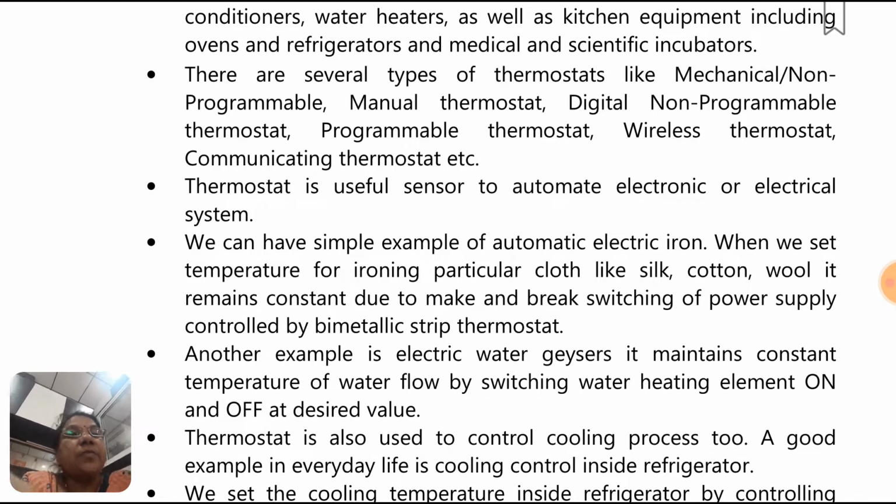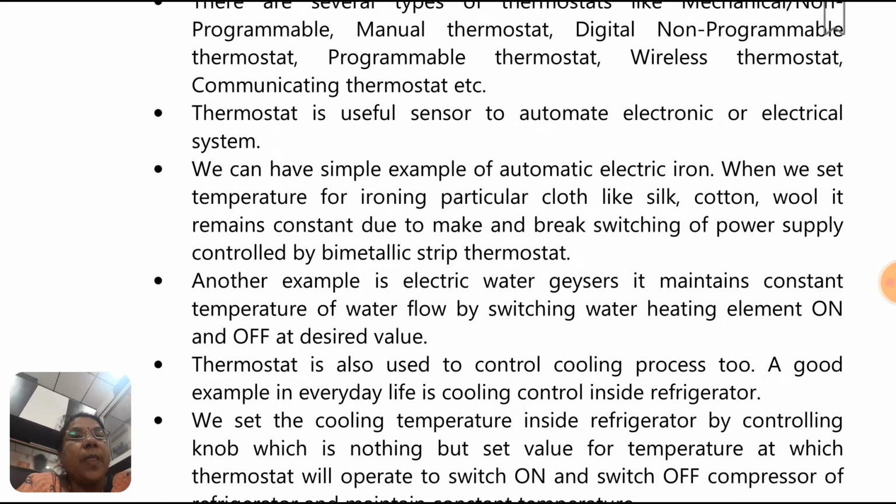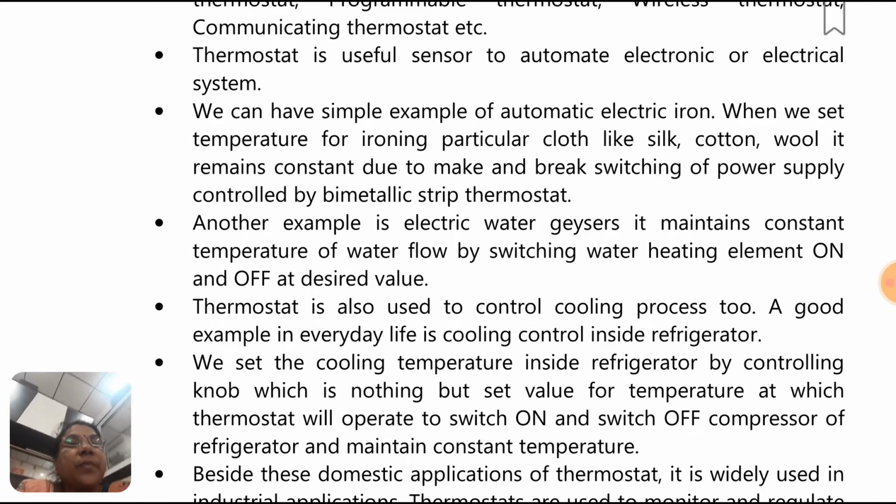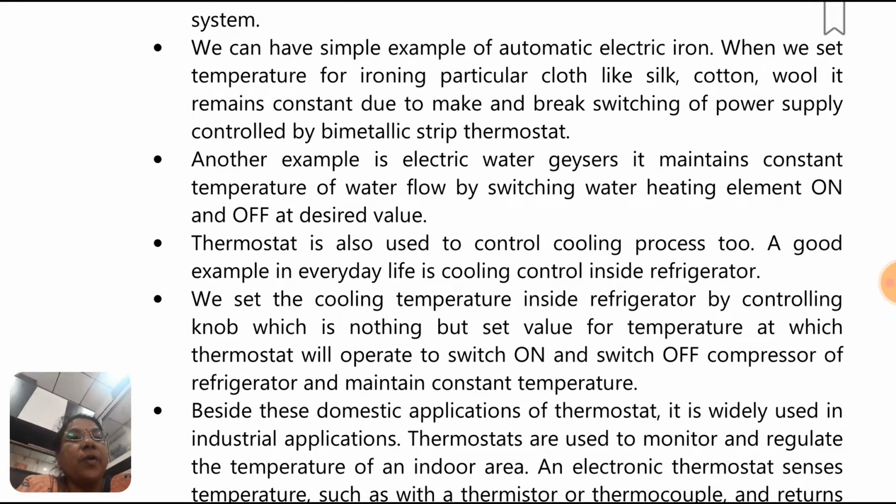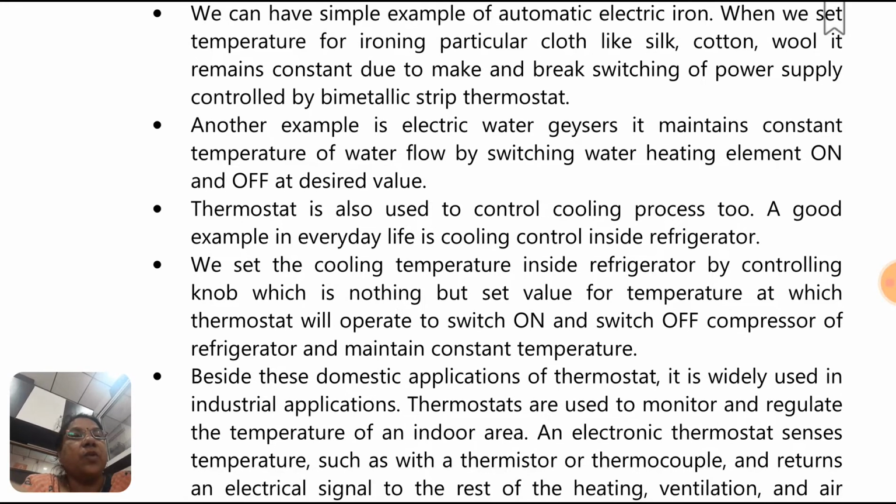There are several types of thermostats, like mechanical non-programmable manual thermostat, digital non-programmable thermostat, programmable thermostat, wireless thermostat, communicating thermostat. A thermostat is a useful sensor to automate electronic or electrical systems. We can take a simple example of an automatic electric iron. When we set the temperature for ironing a particular cloth like silk, cotton, or wool, it remains constant due to make and break switching of the power supply, controlled by a bimetallic strip thermostat.